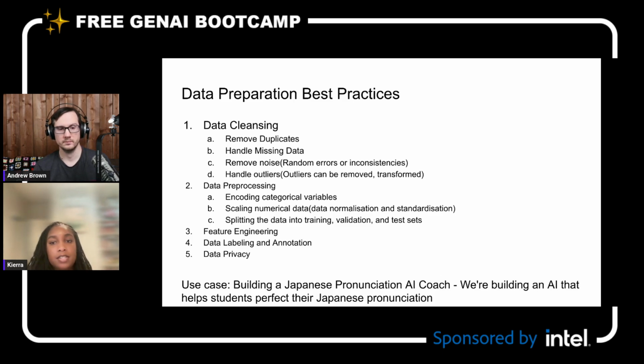Lastly is data privacy, and that's crucial as well. You need to ensure that you're protecting the data or sensitive information while still maintaining the utility of the data for AI training. So in the next sessions, we'll be deep diving into each of those steps using a real world example, building an AI Japanese speaking coach. It's basically going to help people perfect their Japanese pronunciation.